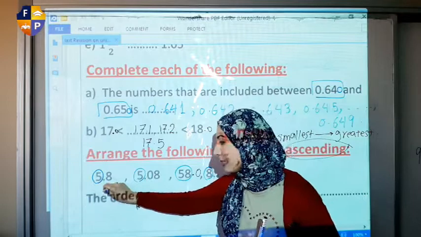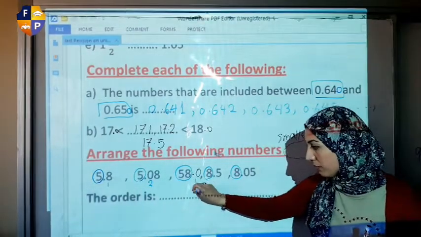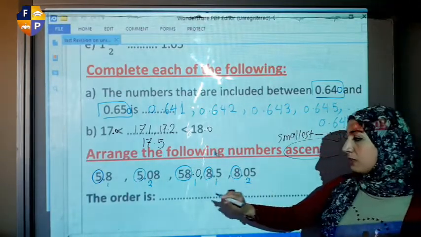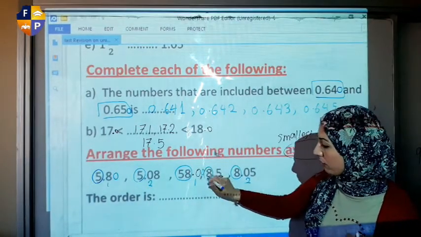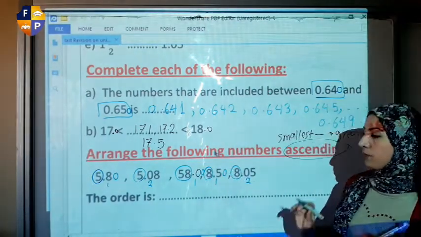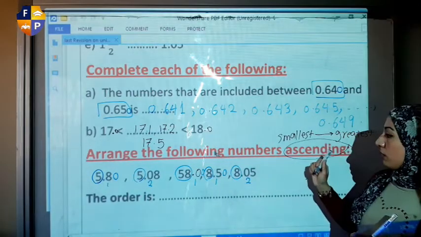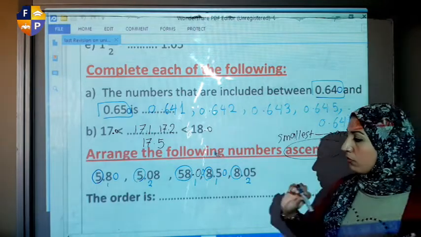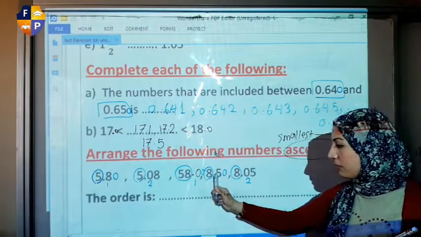Step number 2, go to decimal part. Here we have 1 decimal part. Here we have 2 decimal parts. Here we have 1. Here we have 1. Here we have 2. So we have to add 0 to be equal. Add 0 here. You can add 0 beside 5. Now we are ready to arrange these decimals. We want to arrange from the smallest to the greatest. So the smallest one, here we have 5, 58, 8, 8.